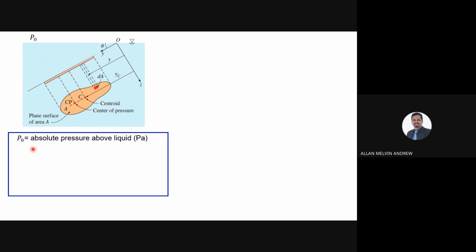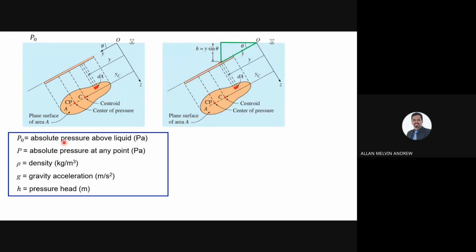So these are some of the legends. P0 is on top, which is exposed to atmospheric pressure. P is the absolute pressure at any point, so we want to measure at this point. Rho is the density of the fluid, then we have gravity, and h is from this point to this point, the height. We can use trigonometry to calculate.